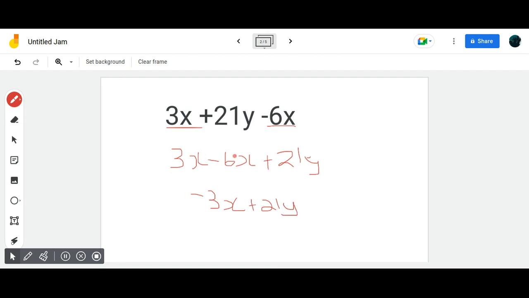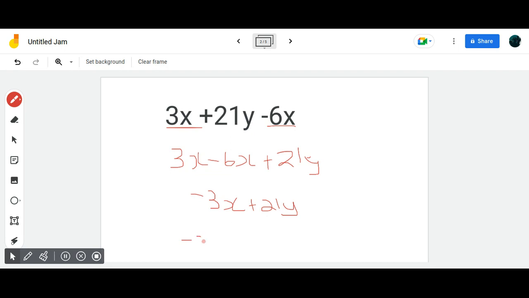And then we can go ahead and factorize. So we're going to factorize using the highest common factor that can go into the expression, right? The highest common factor of negative 3 and 21 is actually negative 3, right? Because negative 3 into negative 3x is going to leave us with x. And then negative 3 into 21 is going to give us negative 7y.